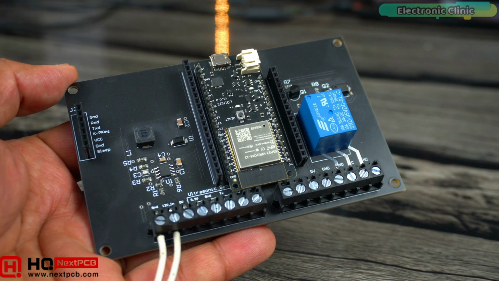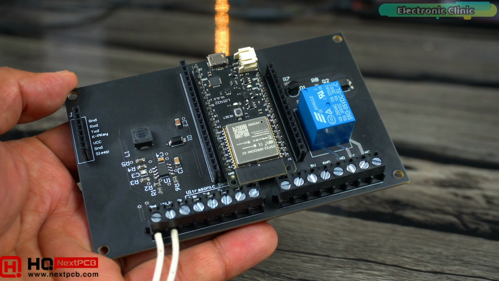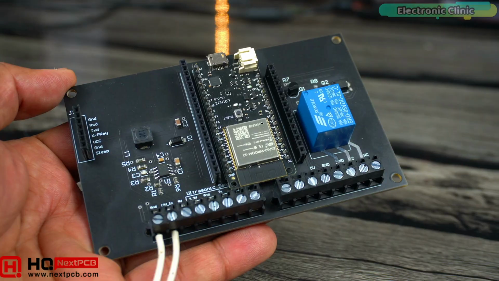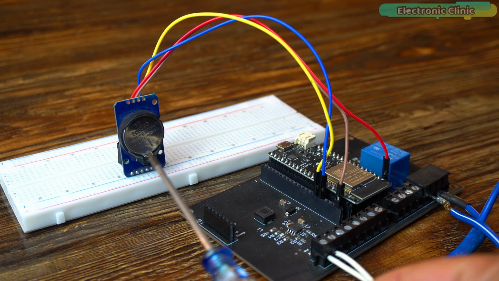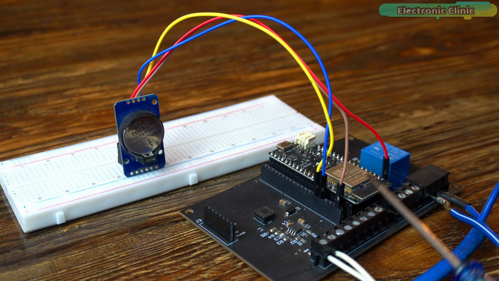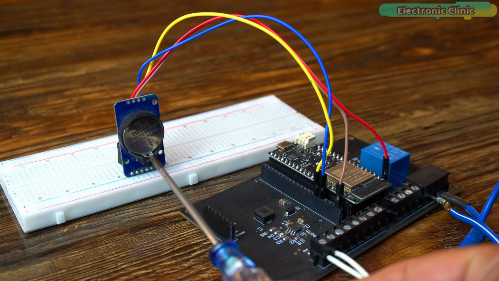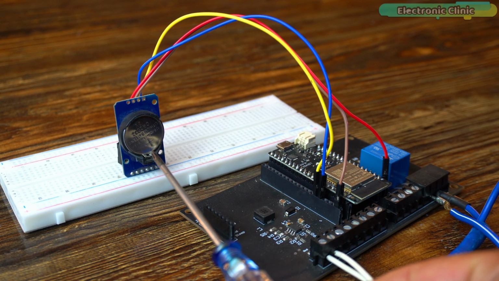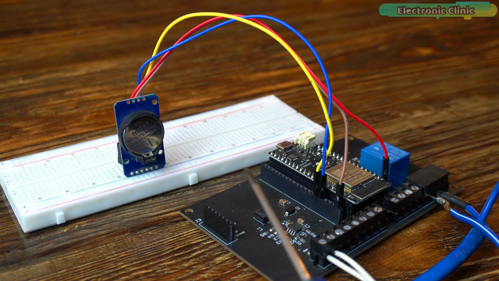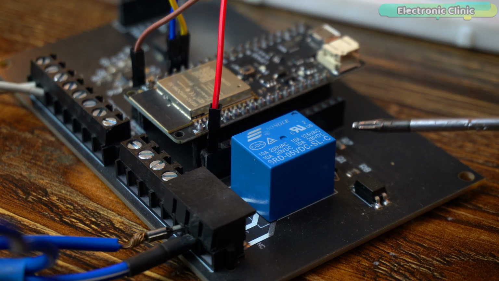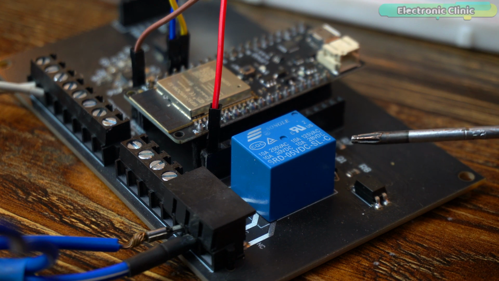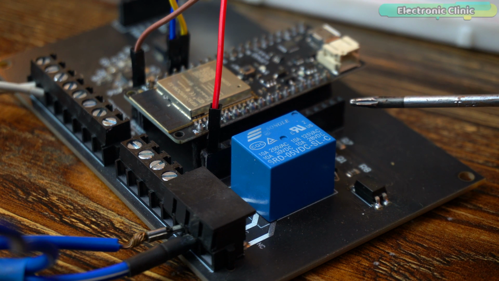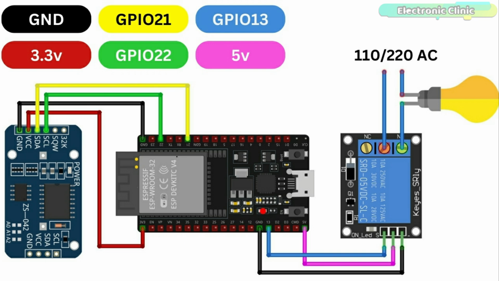Anyway, you can also do the same exact connections on a breadboard. Let's quickly go through all the connections. Connect the VCC and ground pins of the DS3231 to the ESP32 3.3 volt and ground. Connect the SDA and SCL pins of the DS3231 to the ESP32 GPIOs 21 and 22. The 5-volt ESP32 single pole and double throw relay input is connected to the ESP32 GPIO 13. For the connections, you can follow this circuit diagram.